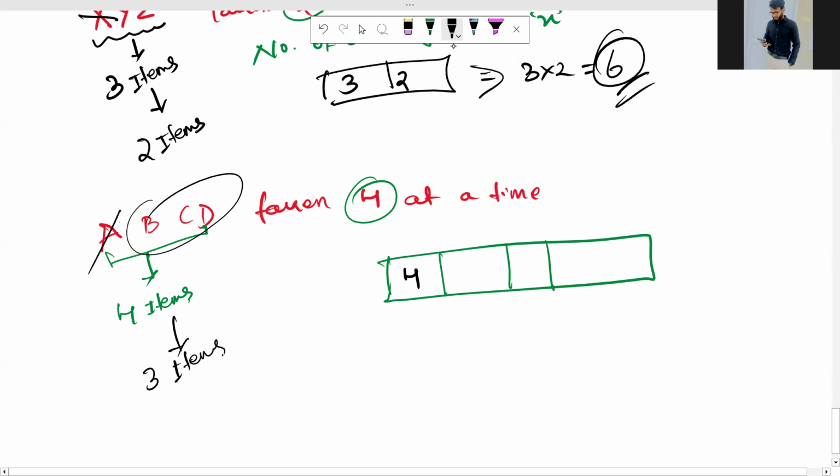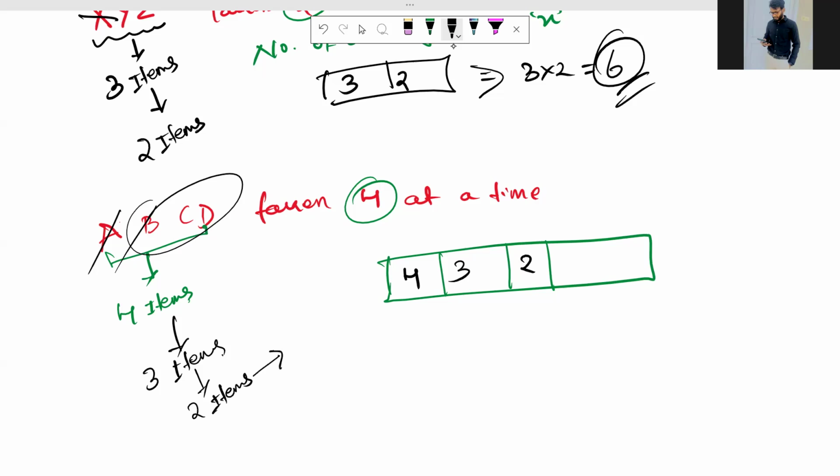So now how many ways are there? 3 ways are there. Similarly, assume that B is cancelled. How many ways are there? 2, C and D. So 2 items. So it will be 2. Now next, if I cancel C, then D is there. 1 way is there. So now it is 1. If we multiply these, you get the answer: 4, 3, 12, 24. This is the answer.